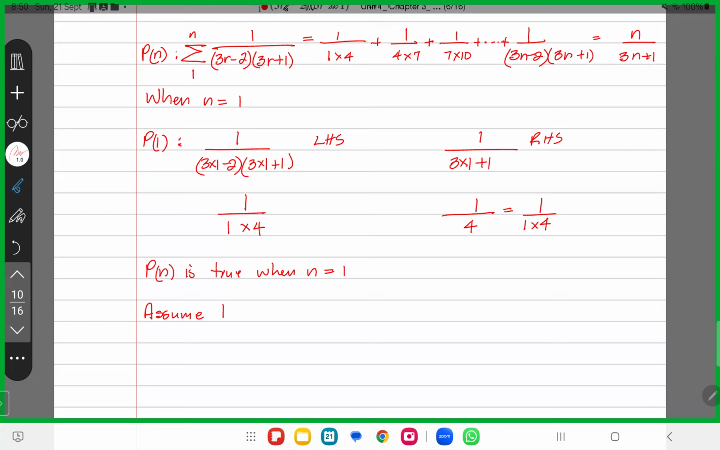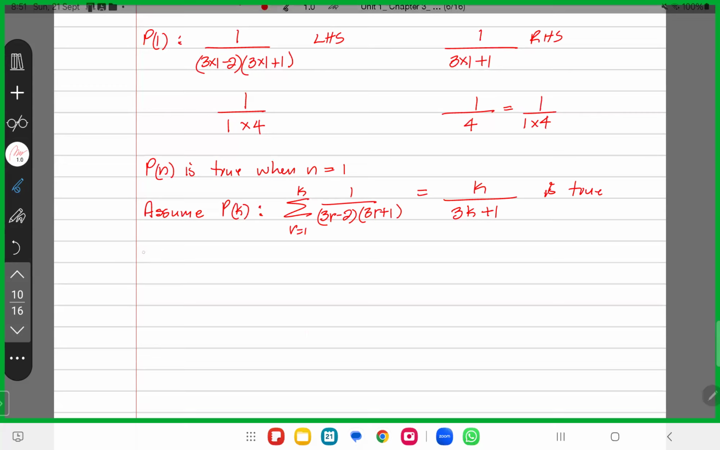Step 2, we're going to assume that Pk, which is the sum of the series from r is equal to 1 to k of 1 over 3r minus 2, 3r plus 1 is equal to k over 3k plus 1. We're going to assume that this statement is true.